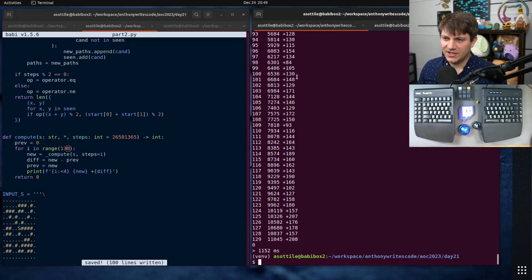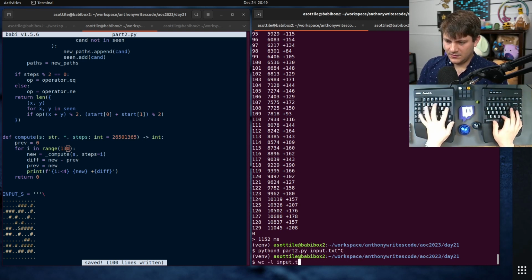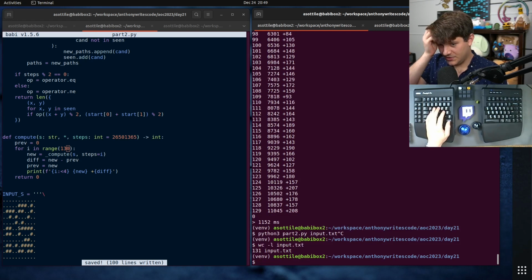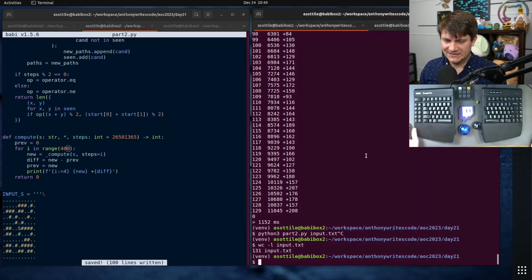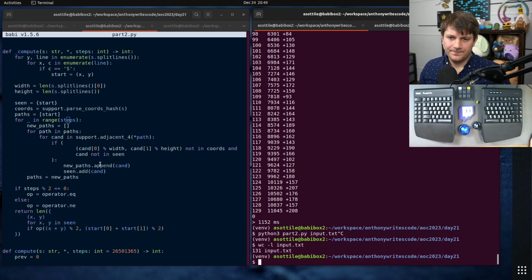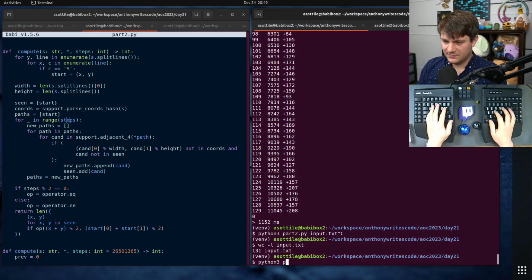Oh, but we still need to check whether this holds for the other problem. And how long is 131? So we probably have to do a lot more steps in this. Let's set it to 400. Oh, and this is gonna do a whole bunch of duplicated work each time. It's gonna be kind of slow, but that's fine. Let's just try it.